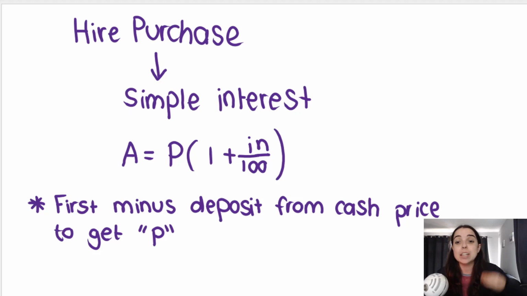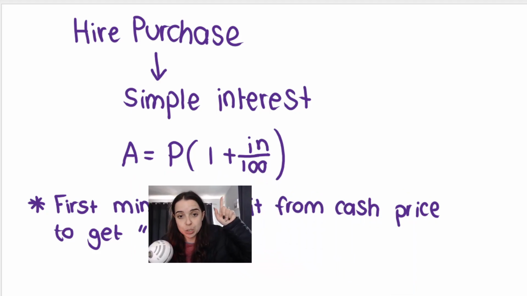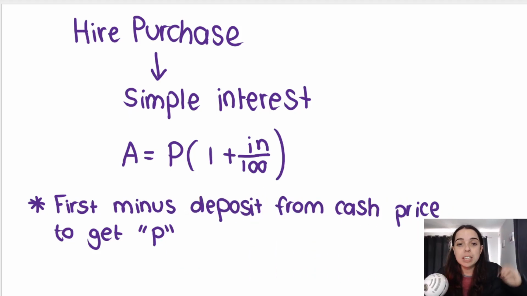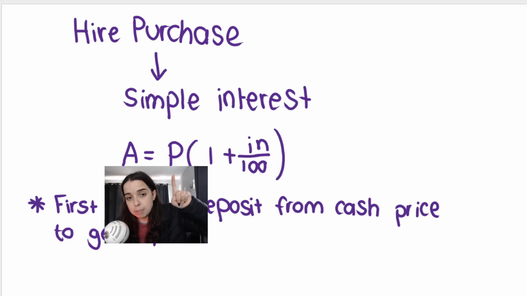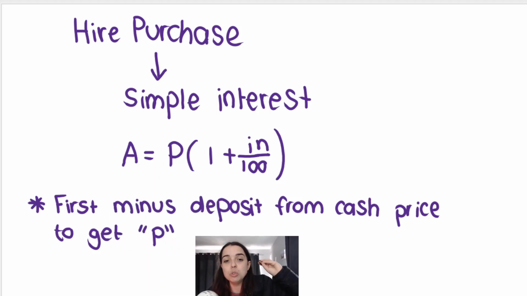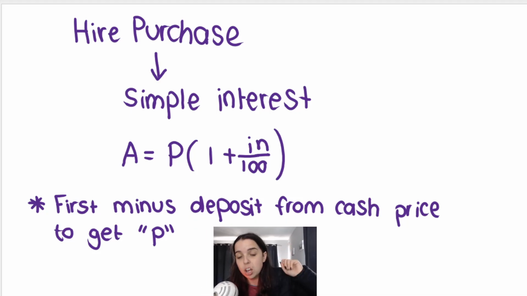So what you do is you pay a deposit. You pay a certain percentage, maybe a 10% deposit or a 15% or 20% deposit. So you pay a certain part of the total on the day, and the balance, which is the leftover amount, you pay back over time, but with interest. Just remember that hire purchase always uses simple interest, which means we're going to make use of this formula. To get the P value, which is my principal amount, my starting amount in the formula, when we're doing hire purchase, we first need to subtract the deposit from the cash price.